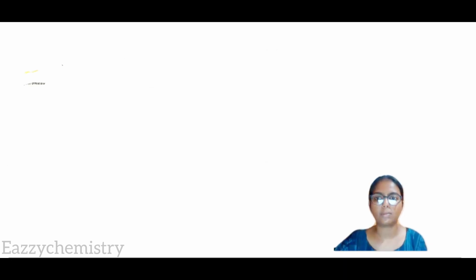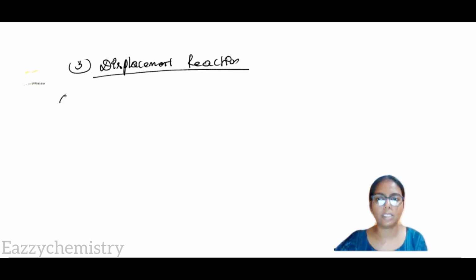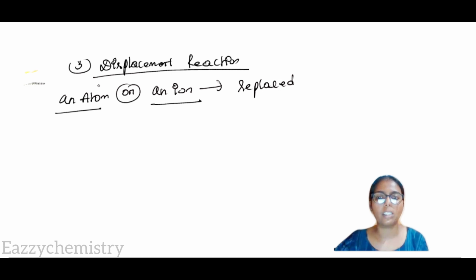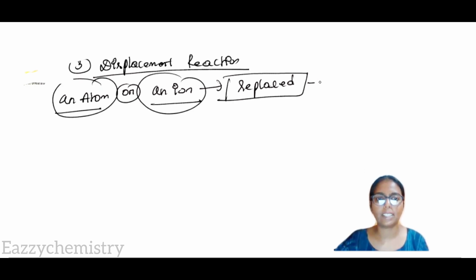Let's move on further. The next one, the third one, is displacement reaction. It is a kind of reaction in which an atom or an ion in a compound is replaced. There is no particular atom or ion; either an atom or an ion is replaced in a reaction. We represent that in a general form like this: X plus YZ gives rise to XZ plus Y.